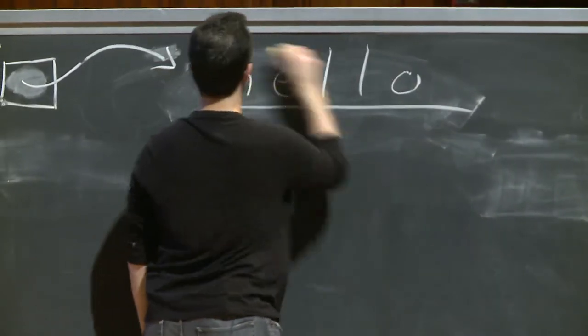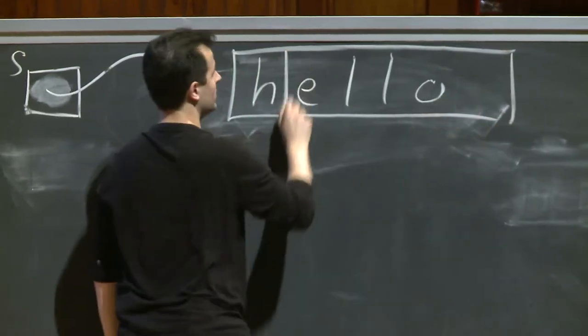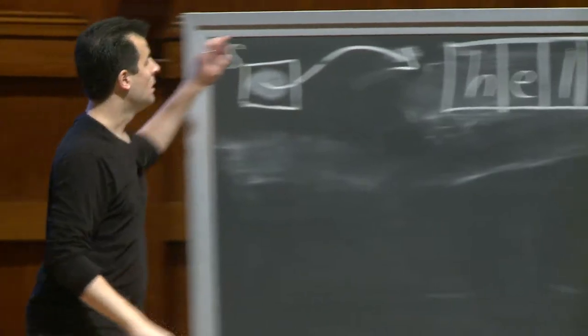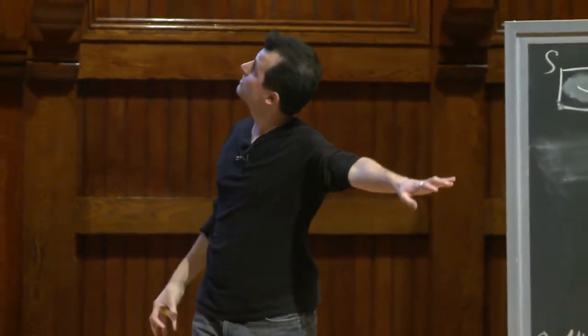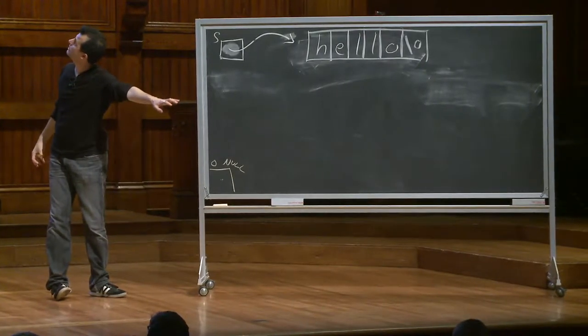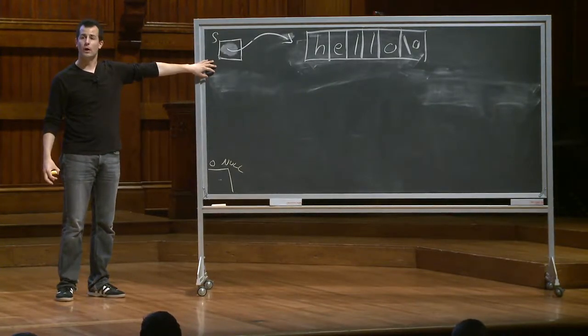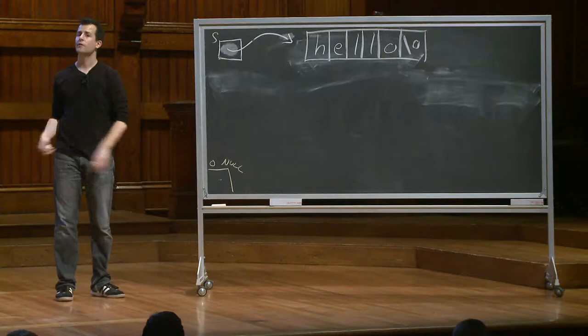We'll draw it as a sequence of characters. Put my separator lines here and my backslash 0. So this is where we are as soon as line 1 through 24-ish, give or take, have executed. This is the picture of my memory. When I get to line 27, what happens?